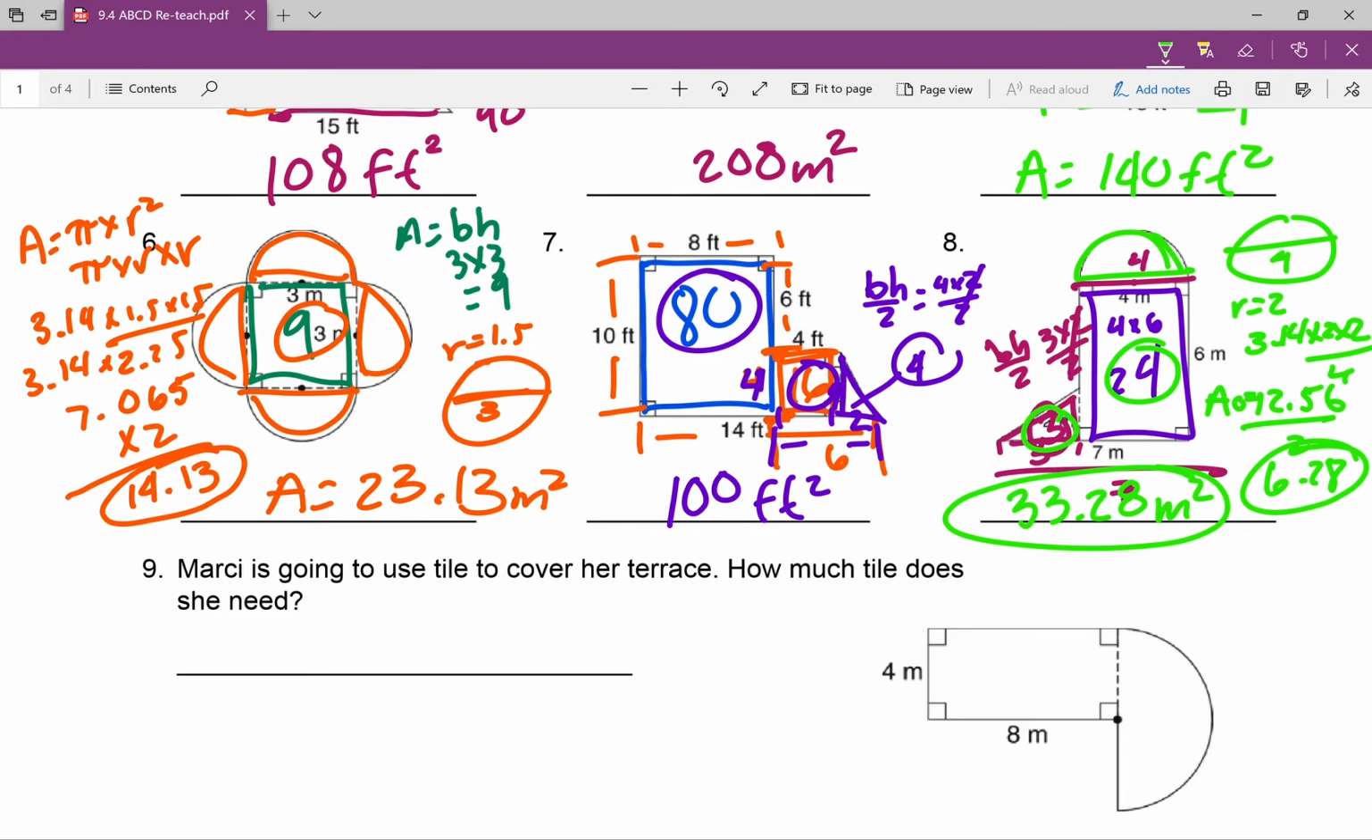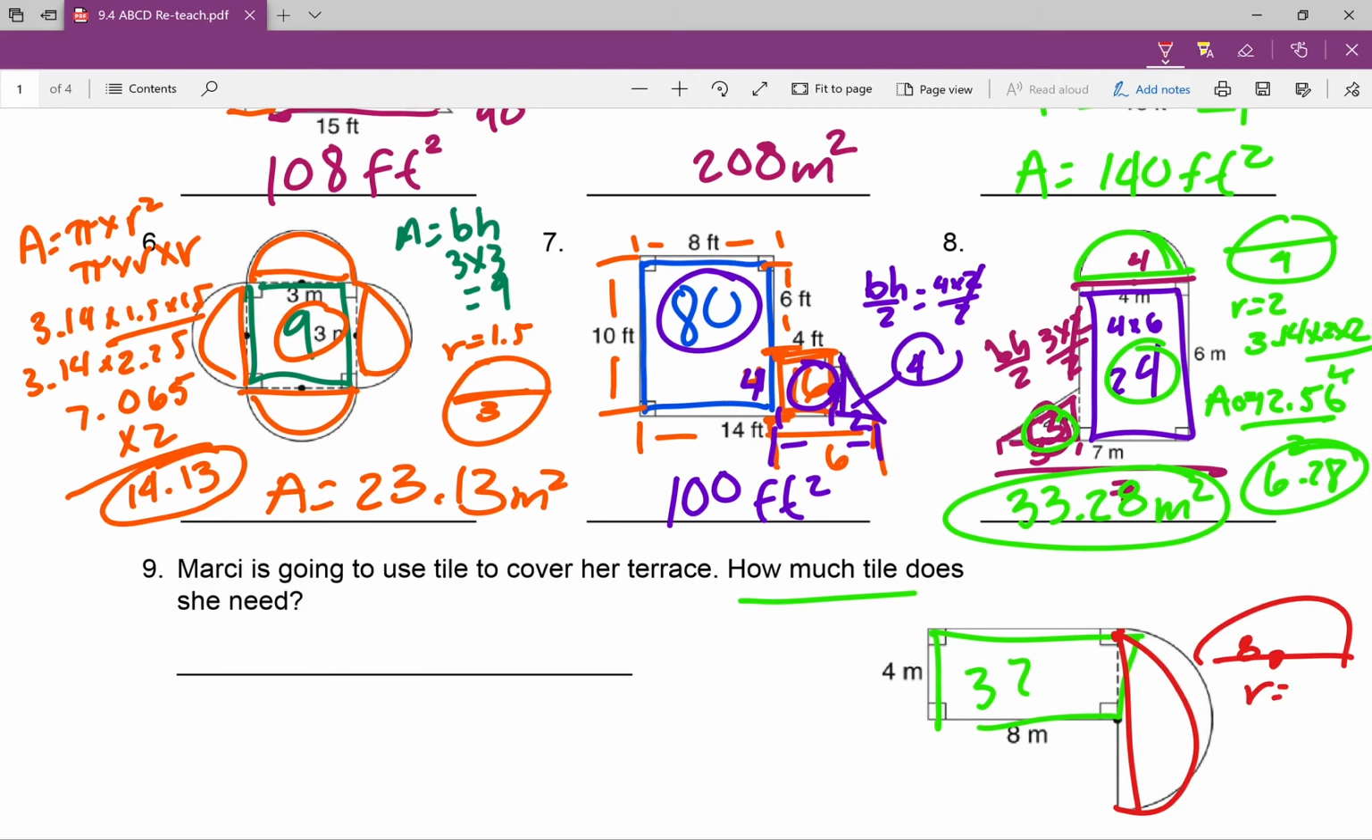Now I have another one. How much tile do I need to cover this? So this rectangle is just a 4 by 8, which is 32. And then again, I have a semicircle. If I look at this, I'm given the distance from the middle, which is 8. So my radius is already 8. So area equals pi times 8 times 8, which is 64 times 3.14.